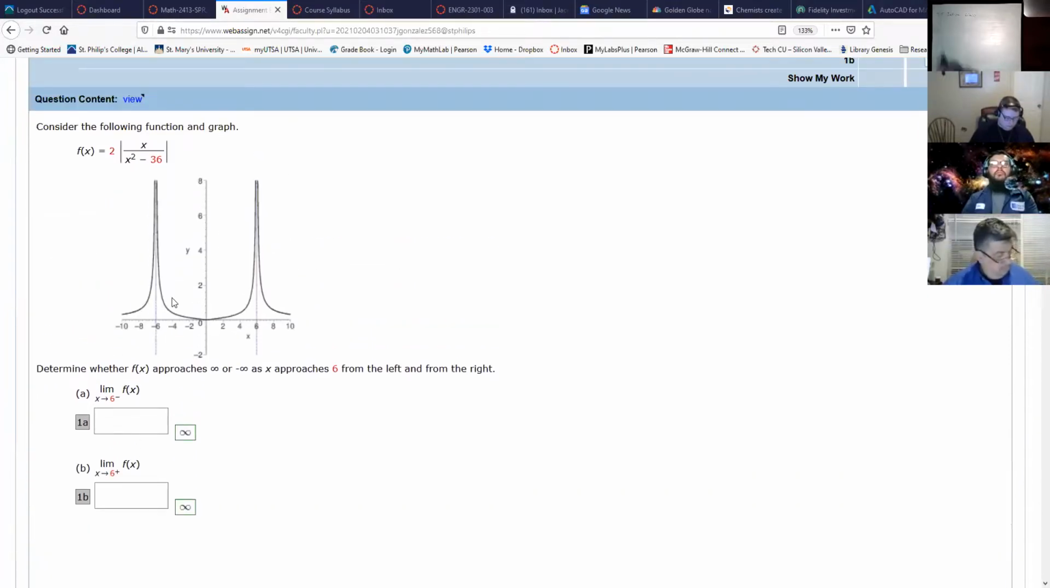All right, so let's say all you were given was the limit of 2 times x over x squared minus 36 as x approaches 6 from the negative side. The only work you could do is factor and notice that this is an asymptote. Really, that is all we can do without graphing it. Could this be x minus 6, x plus 6?